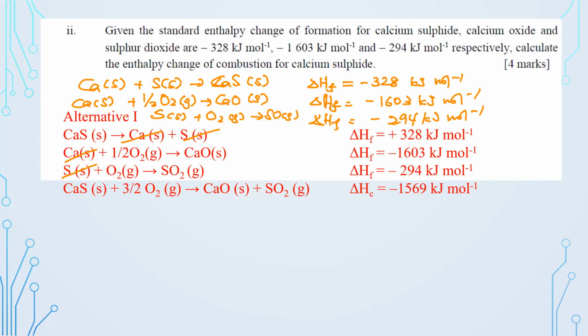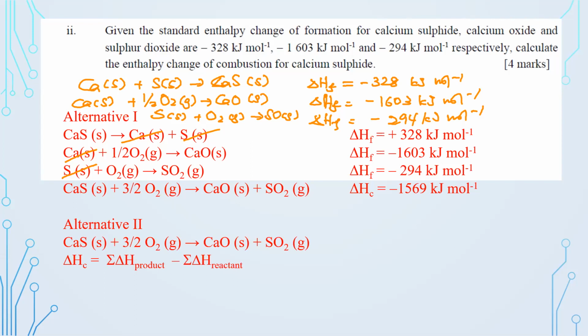Okay, teacher, so can I use the total enthalpy change of the product minus total enthalpy change of the reactant? Yes, you can. You still can use that formula, but sometimes they don't give the maximum marks. But in this case, 4 marks is very easily predicted. First of all, you must write the combustion equation for the reaction. CaS solid plus 3/2 O2 gives CaO plus SO2. Then you use total product minus total reactant, so substitute accordingly. Negative 1603 plus negative 294 minus negative 328. So enthalpy change of combustion is negative 1569 kilojoule per mole. So no matter what method you use, the answer will still be the same. Okay, so with that, that is how you solve for question number 1. Immediately we go to question number 2.